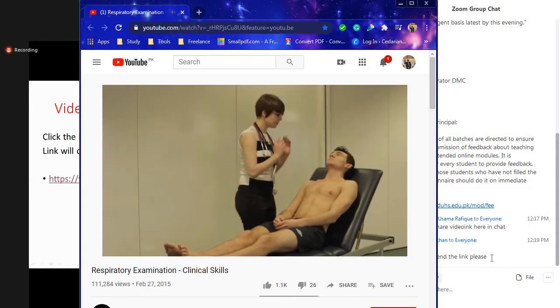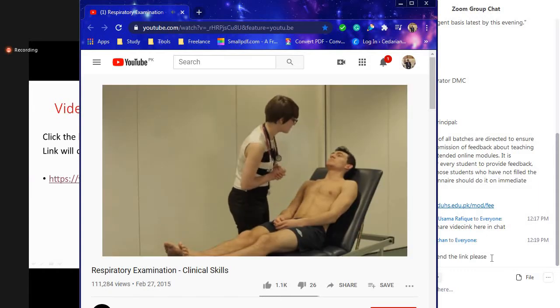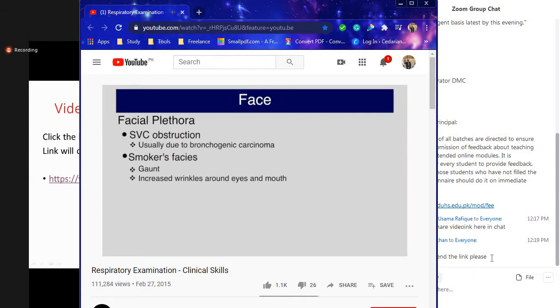I'm just going to have a look at your face now. The doctor is looking for facial plethora, which is sometimes present in smokers, and SVC obstruction. The doctor also compares the size of the pupils and the degree of ptosis and anhidrosis, which can indicate Horner's syndrome. Horner's syndrome and SVC obstruction can both be caused by Pancoast's tumour.